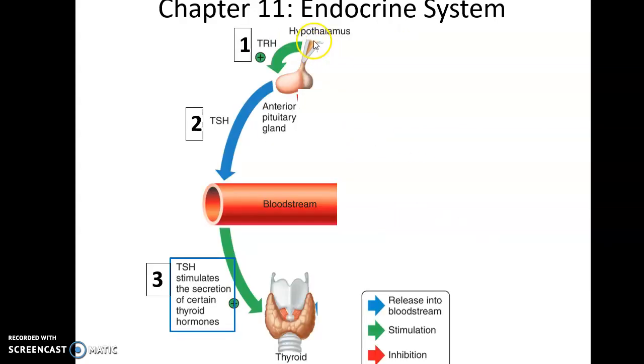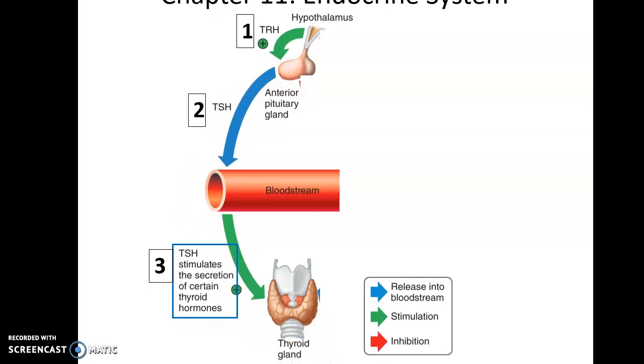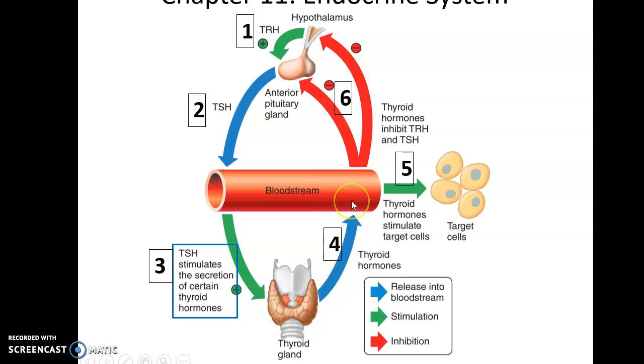So the thyroid releasing hormone leaves the hypothalamus, goes to the anterior pituitary gland, causing it to release the thyroid stimulating hormone that then travels through the bloodstream to the thyroid gland. It gets to the thyroid gland, it causes the thyroid gland to secrete the thyroid hormone. That, of course, goes into the bloodstream, travels to all the various target cells, causing the proper effect.